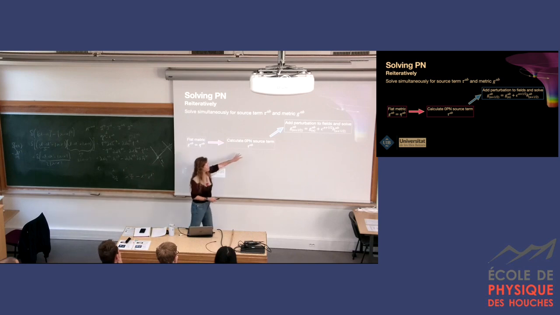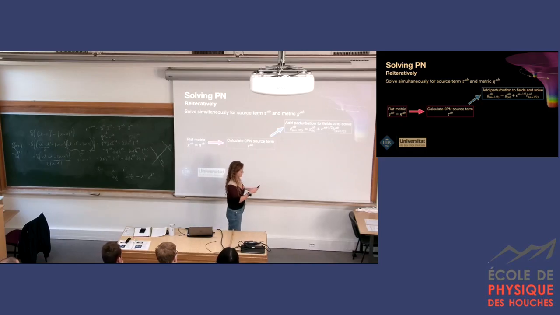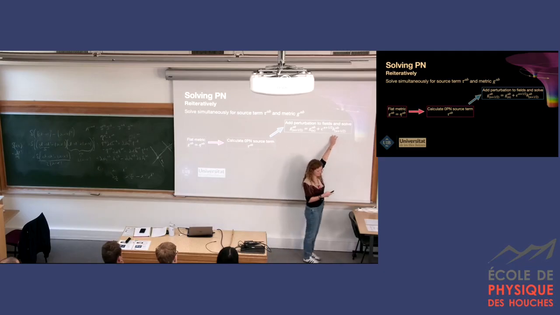So that's kind of like a 0 PN source. Then what I do is I go, okay, but my metric, I'm going to add on a perturbation here. And I have a source term, so I can put my source term into my integral, and I can solve for this metric perturbation.